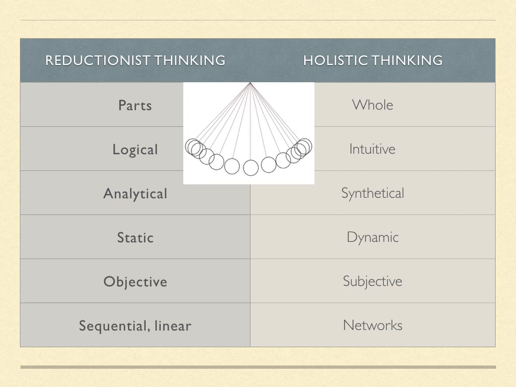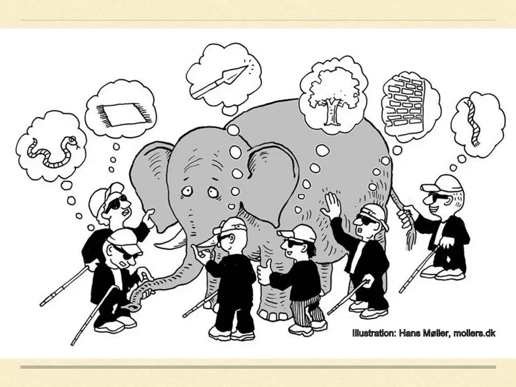A more visual way, perhaps, of understanding the difference between reductionism and holism is this cartoon. So this is the classical example of blind people trying to understand what an elephant is when they've never seen one. So the person who touches the tusk of the elephant thinks that it's a spear. The person who touches the ear thinks it's a carpet. The person who touches the nose of the elephant thinks it's a snake. The person who touches the tail thinks it's a rope.